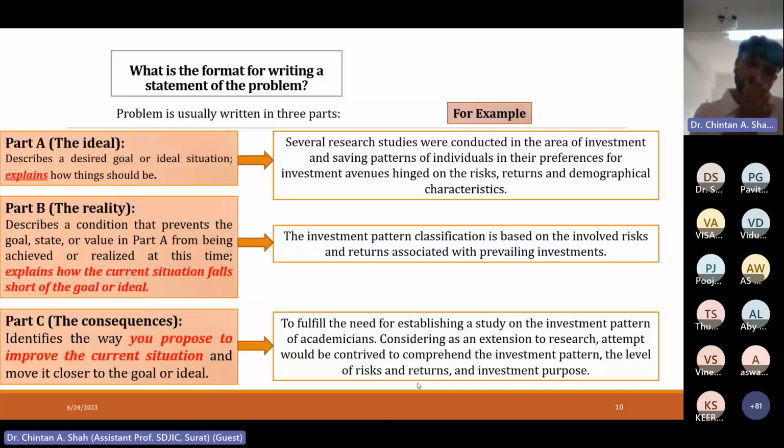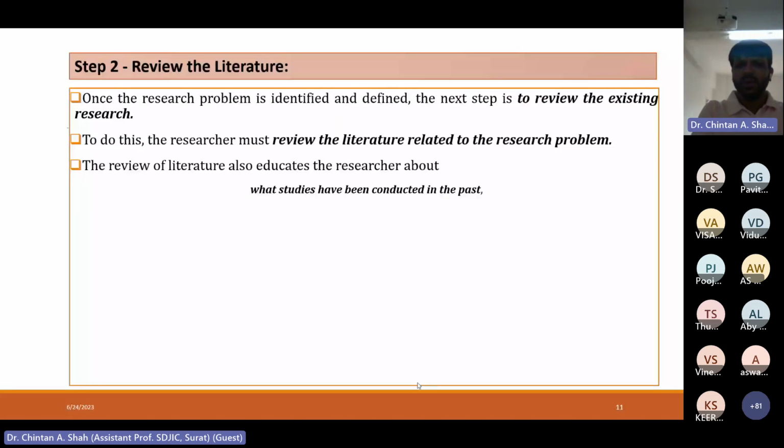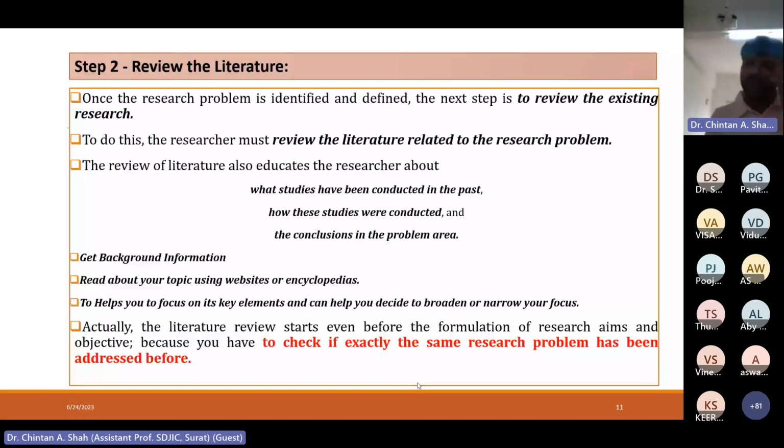When you are going into that, you can identify the certain constraint, certain procedural step. Step 2, review of literature. It is very common. Okay, why are we doing a literature review? Focus on the middle three bold black letter sentence. What studies have been conducted in the past?